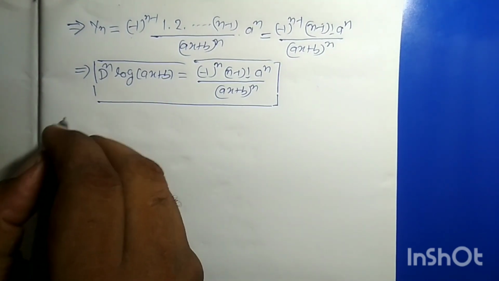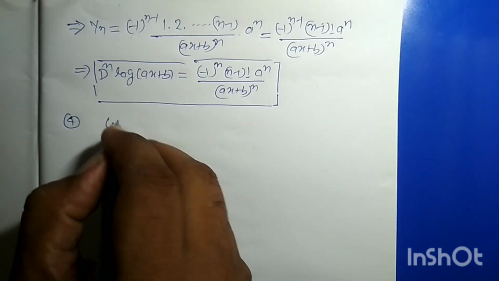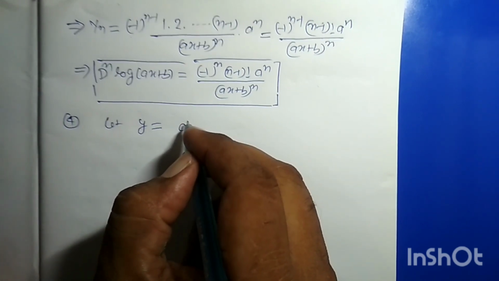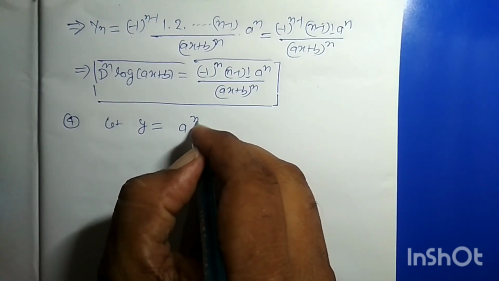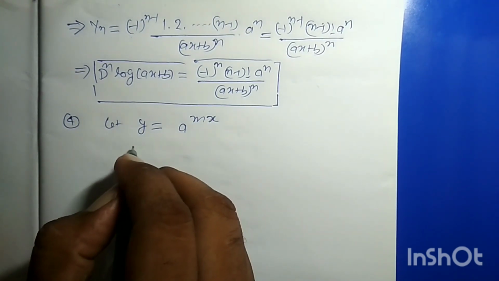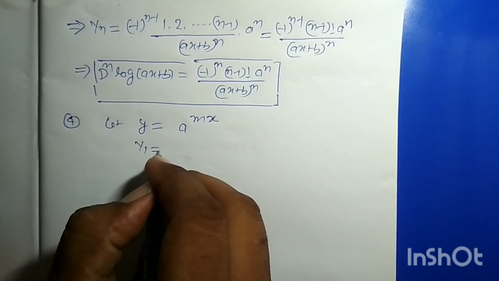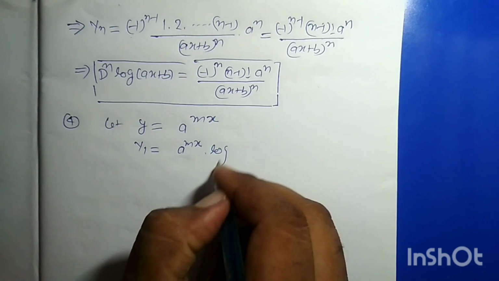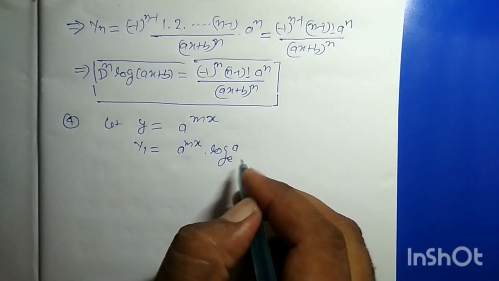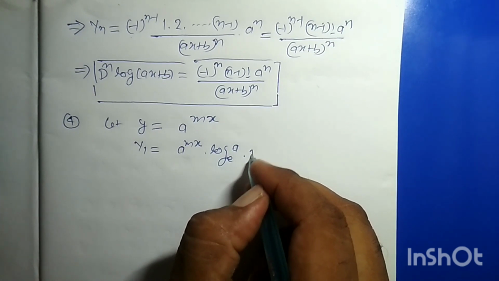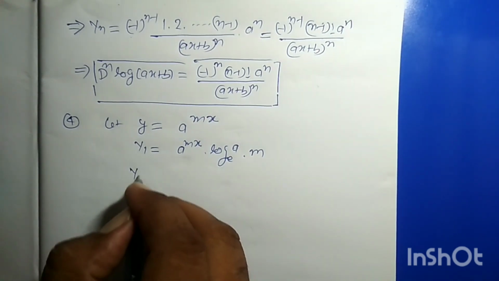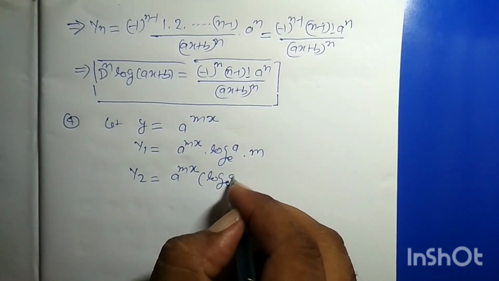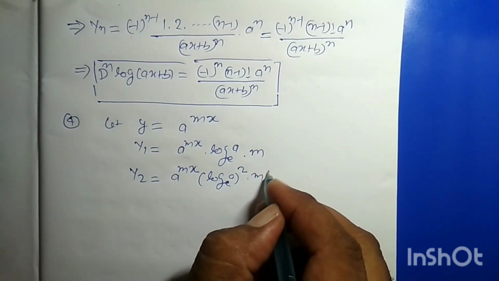Now next one, I mean fourth, if function here y is equal to a raised to power mx, so we will find the first derivative, I mean y1 is equal to a की power mx into log a, और mx means m. Again differentiate, y2 is equal to a raised to power mx, we will get log a again, log a raised to power 2 and m square.